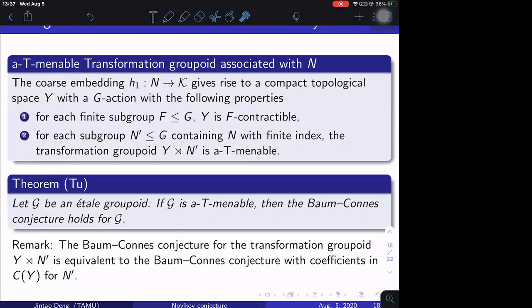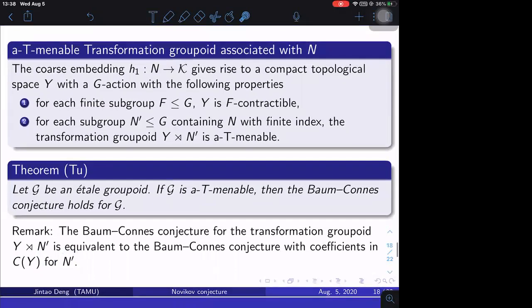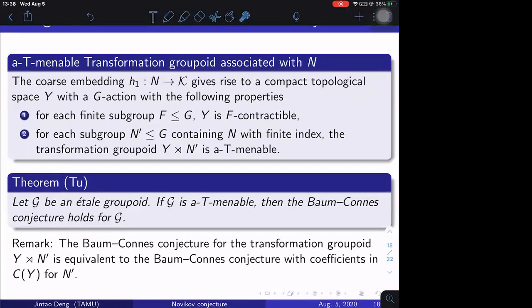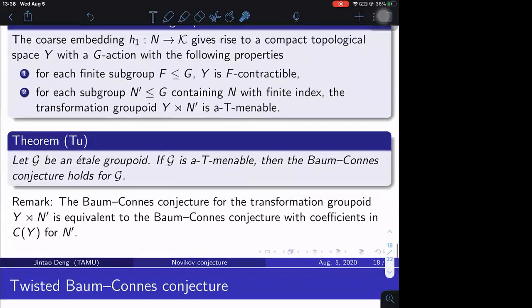Okay, so we will use the famous result by Tu: if you have an étale groupoid that is a-T-menable, then the Baum-Connes conjecture holds for it. And I would like to point out that the Baum-Connes conjecture for the transformation groupoid is actually equivalent to the Baum-Connes conjecture with coefficients in C of Y for the group N prime. Okay, so now I will give a brief proof of my result by using Tu's result.